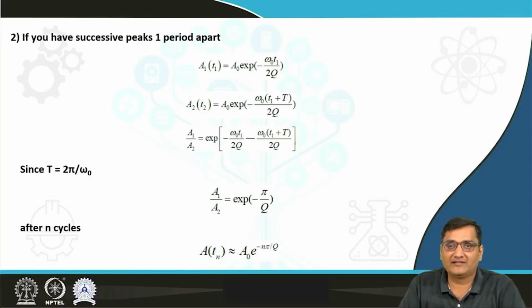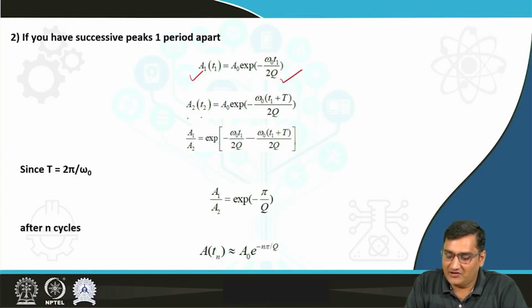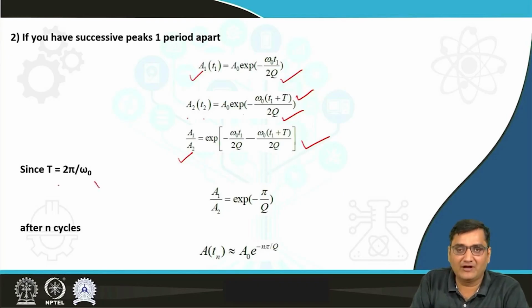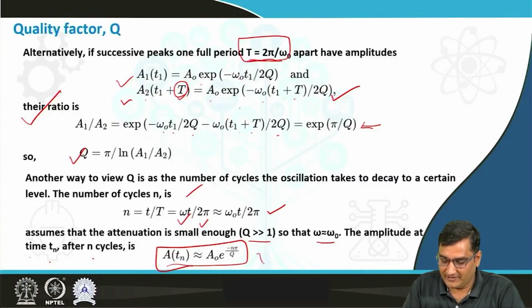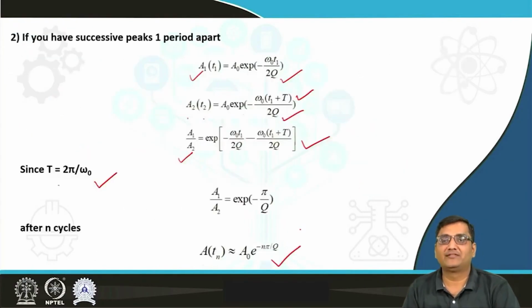And if you have successive peaks one period apart, then you can say A1(t1) is equal to A naught exponential minus omega naught t1 by 2Q, and A2(t2) is A naught exponential minus omega naught (t1 plus T) by 2Q, and when we take the ratio it will be something like this. Since T is equal to 2 pi by omega naught, A1 by A2 will become exponential minus pi by Q, and A(tn) will be equal to something like this, that we have seen already in this particular example. This is just the elaboration of what we have seen previously.